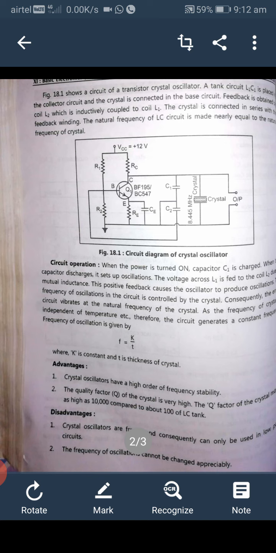Disadvantage: crystal oscillators are fragile, and consequently can only be used in low power circuits. The frequency of oscillation cannot be changed appreciably.